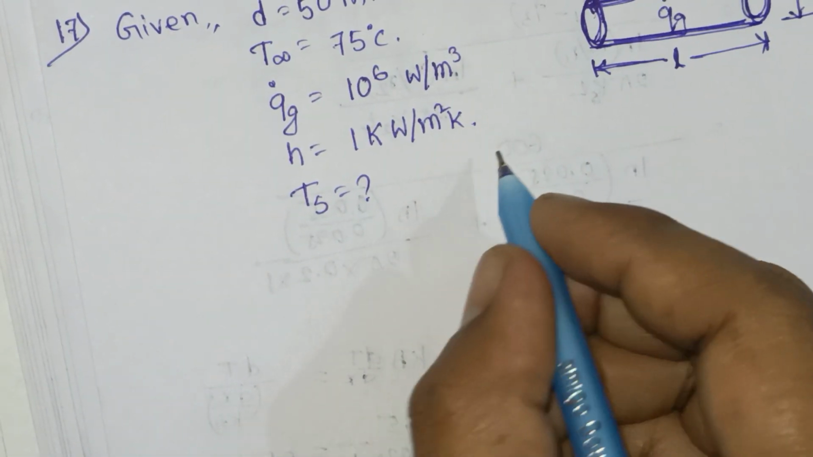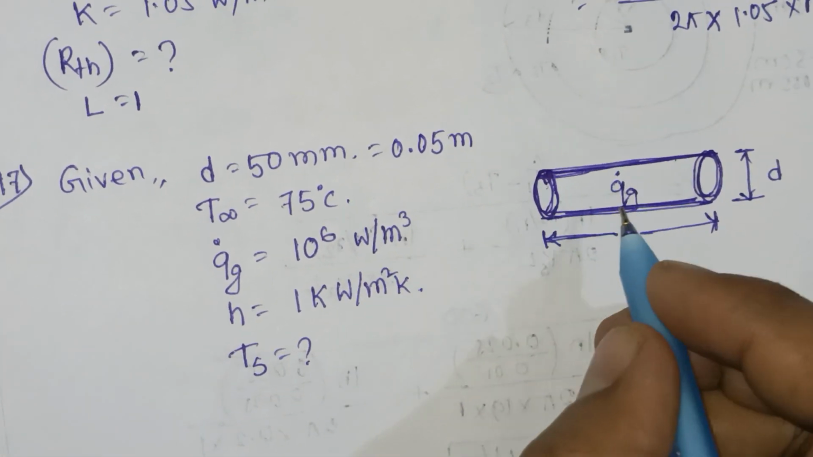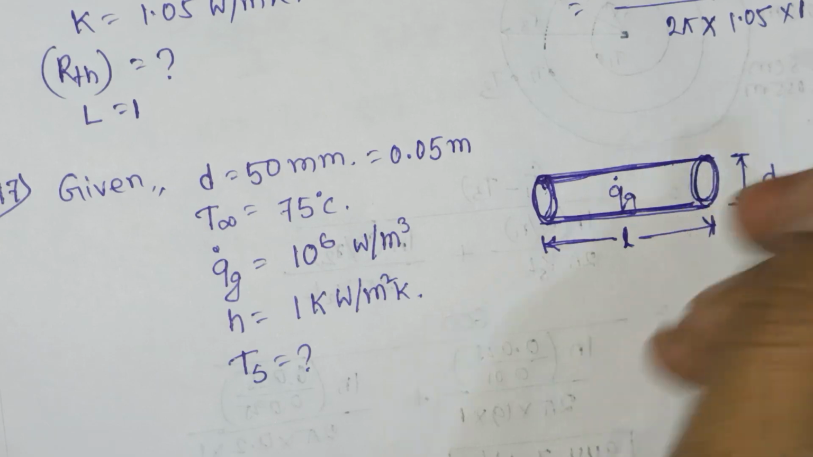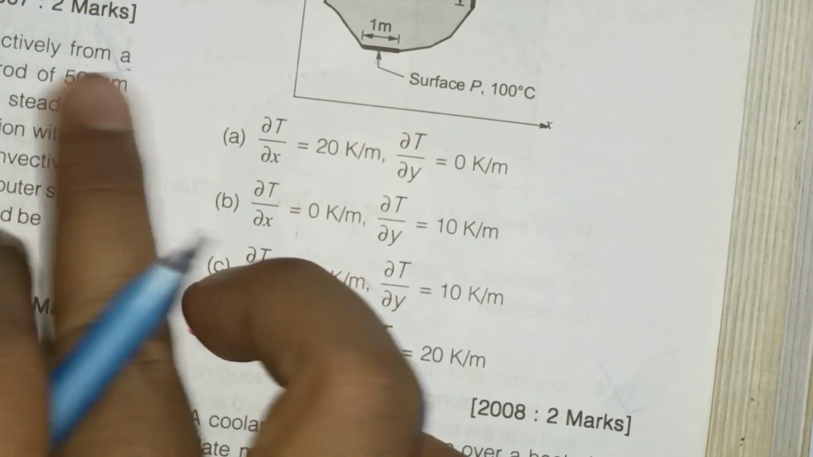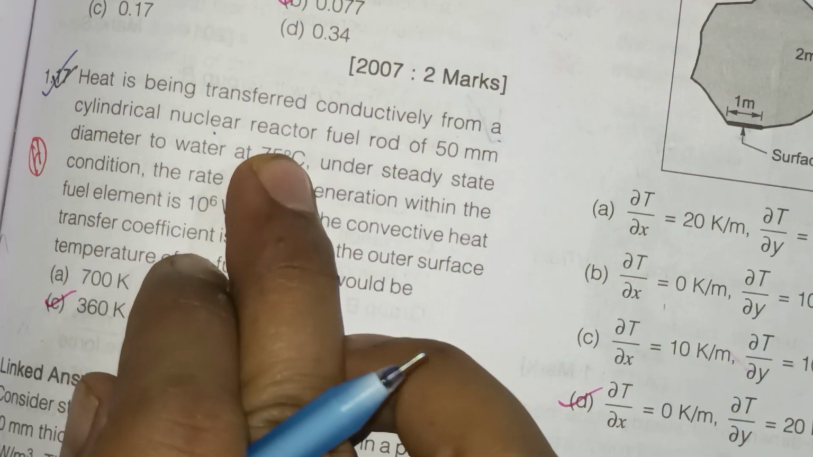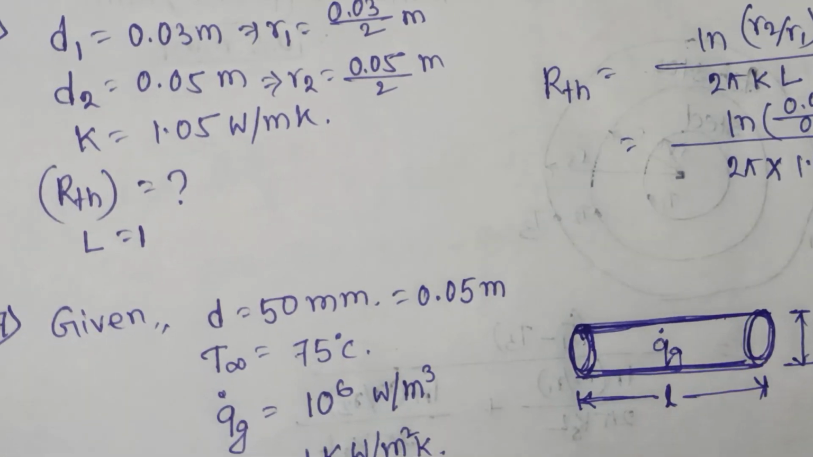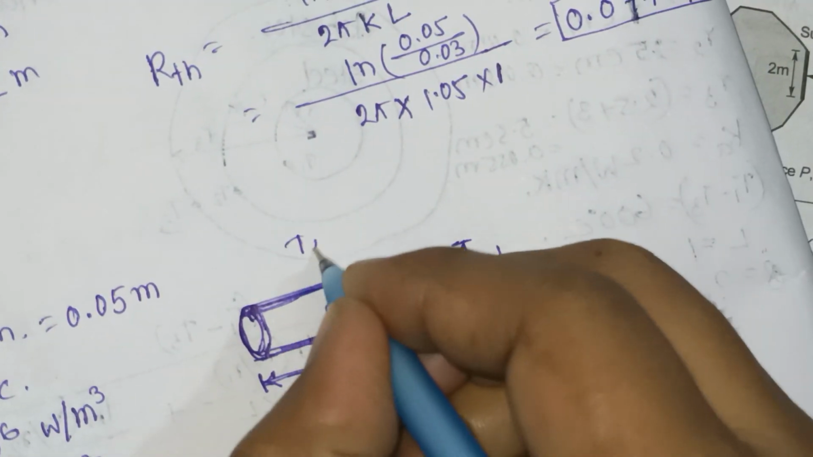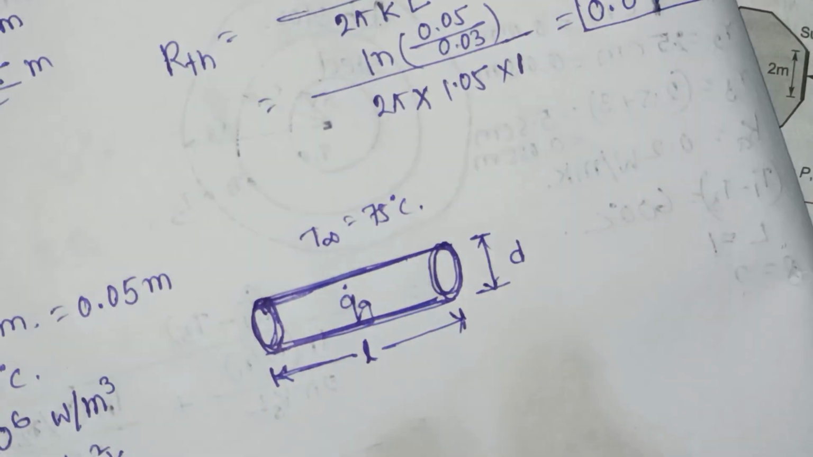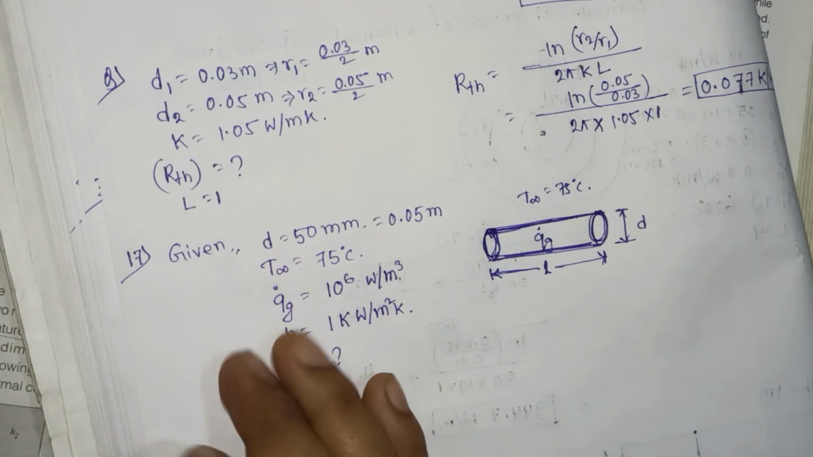So if you multiply this, what is given? Heat is being transferred conductively from a cylindrical nuclear reactor rod. So this is the nuclear reactor rod, 50 millimeter, and the water. So here the water temperature is T infinity, that is 75 degrees Celsius.